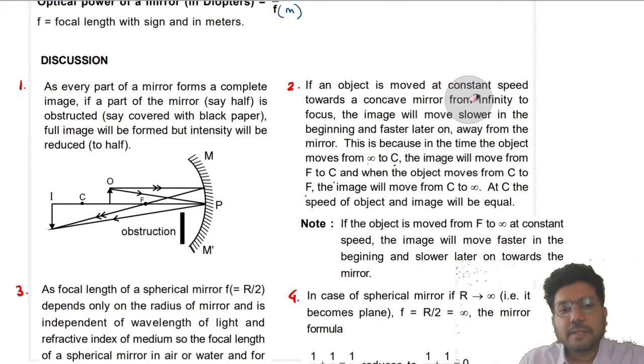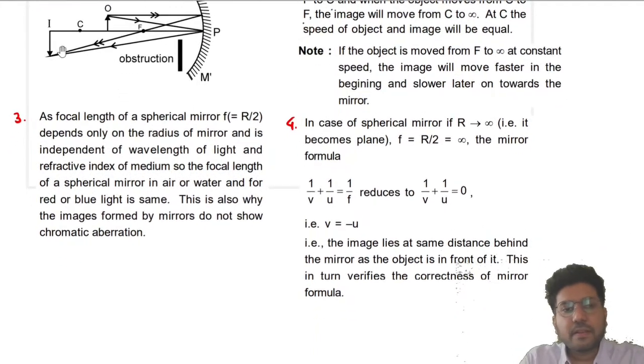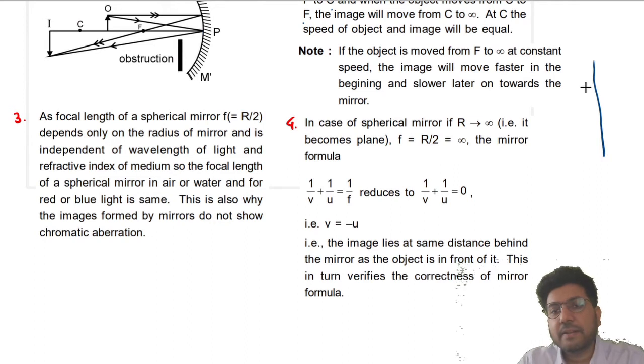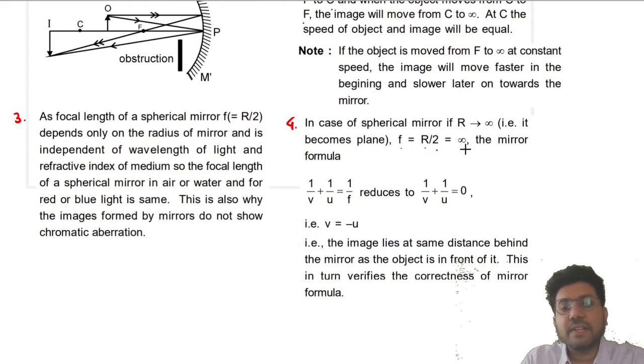Next point: in case of a spherical mirror, if r is made infinity, it becomes a plane mirror, and focus is r by 2, that means focus becomes infinity. If focus becomes infinity, then 1 by v plus 1 by u is equal to 1 by infinity, that is 0. 1 by v plus 1 by u is 0, that means v is equal to minus u. And this is what we have discussed. In a plane mirror, object distance is equal to image distance, and the image is virtual. So that is why v equals minus u.